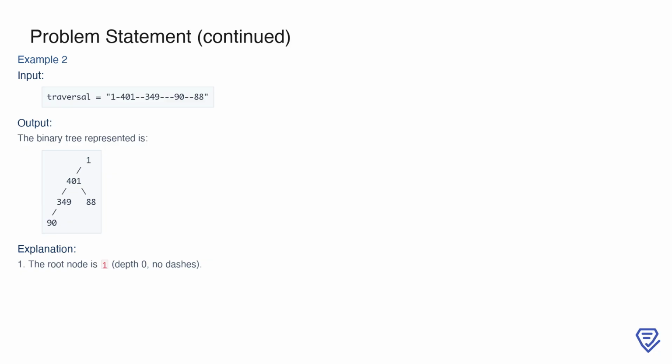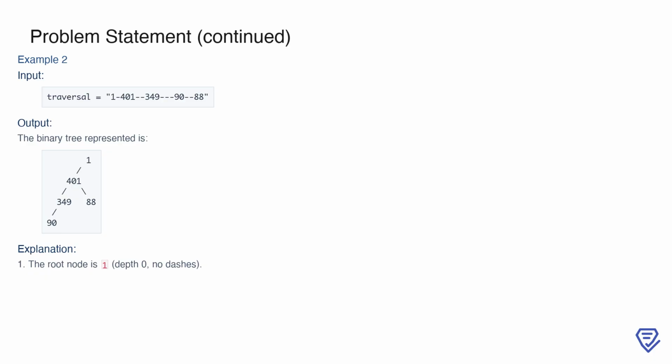Now consider another example where the input string is 1-401--349---90--88. Here, the output binary tree has a root node with a value of 1, and it has a left child with a value of 401. Node 401 itself has 2 children, 349 on the left and 88 on the right. Additionally, node 349 has a single child, 90, which is its left child. This tree structure is also derived using the same approach.